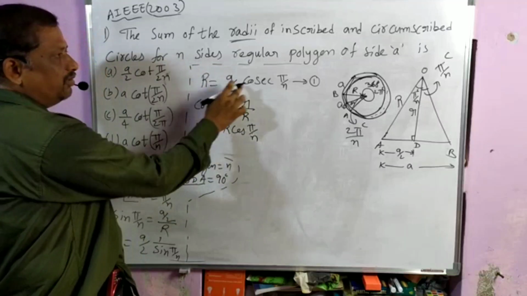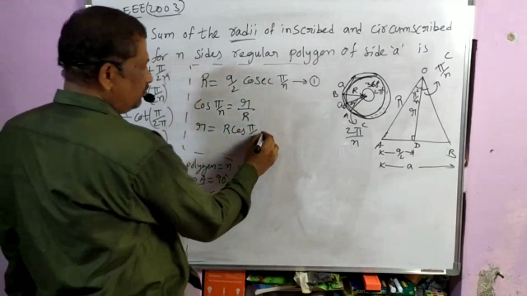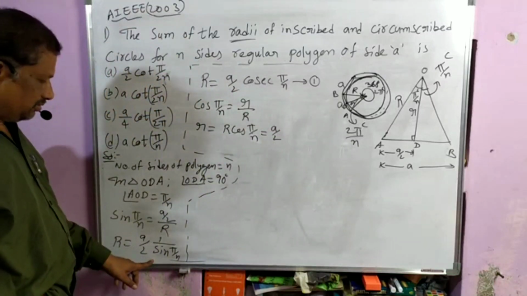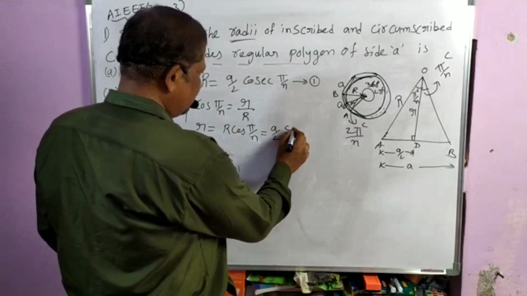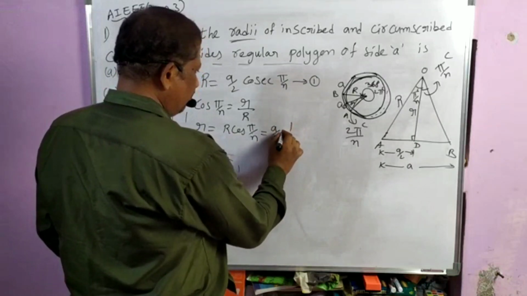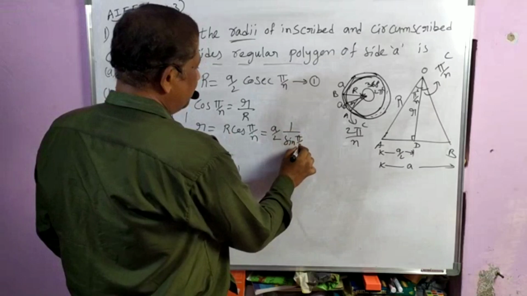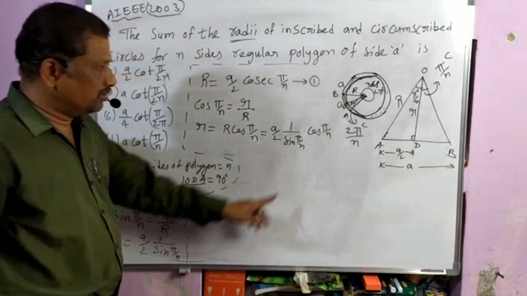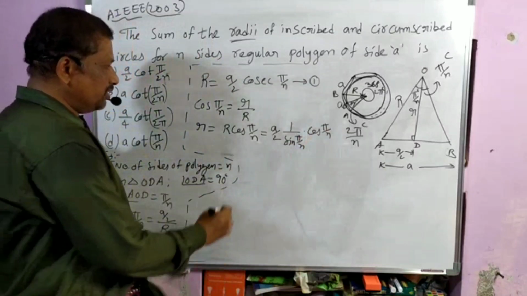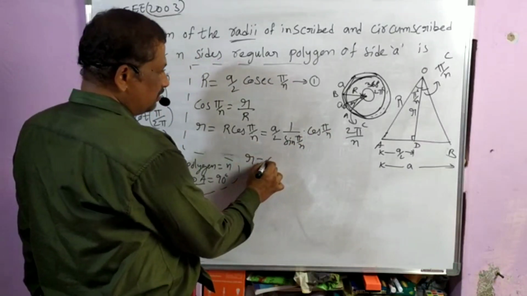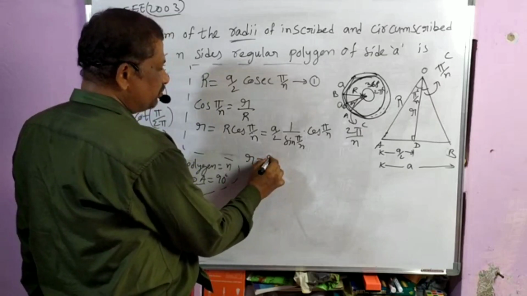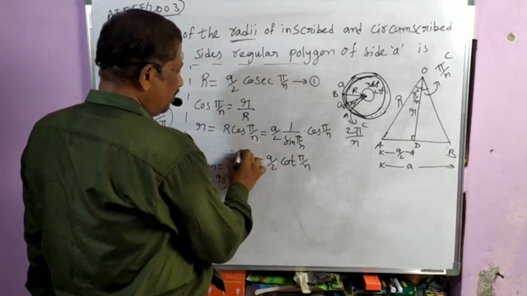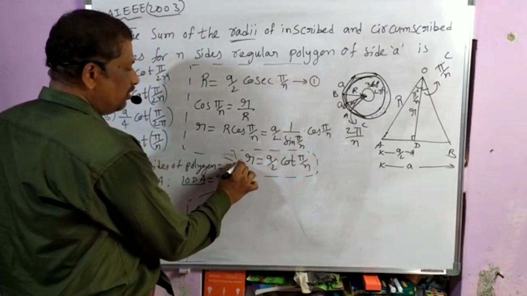Next, the capital R value we have already got, so substitute it. What is the capital R value? A by 2 in terms of sine, substitute it. So A by 2 times 1 by sine pi by n into cos pi by n. Now carefully observe cos by sine. What is cos by sine? Cot. So A by 2 cot pi by n. This is small r. So we got small r and capital R.